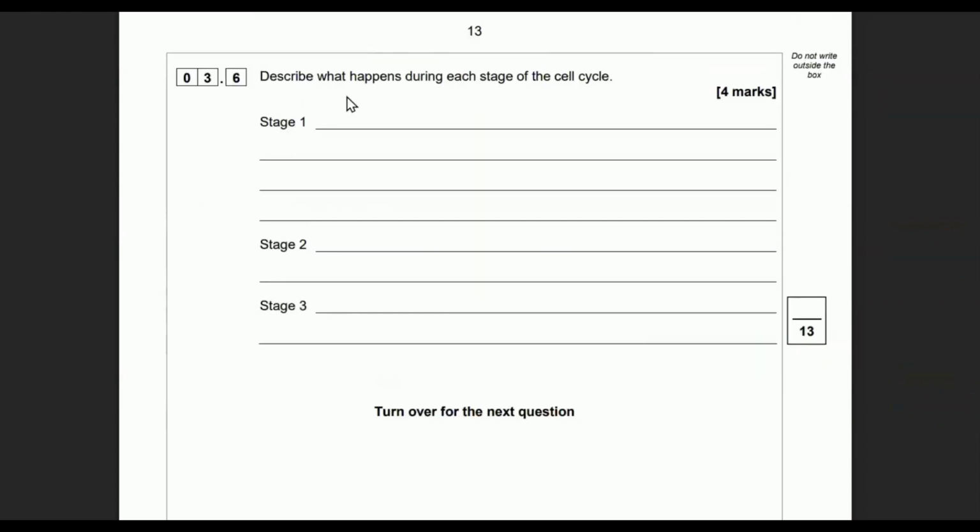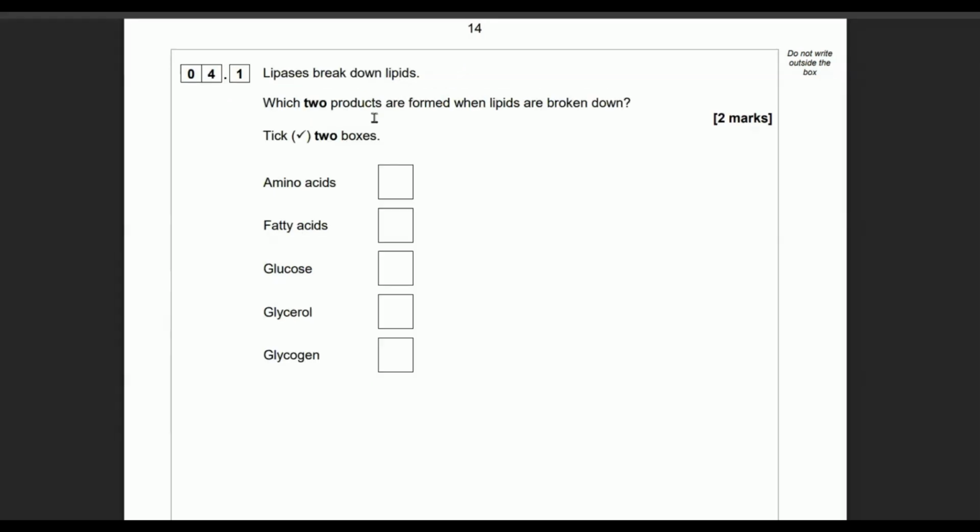Last couple of bits. Describe what happens during each stage of the cell cycle. So the lipases break down lipids. Which two products are formed when lipids are broken down? So you need to know this off by heart. Amino acids come from proteins. Lipids are broken down into fatty acids. Glucose, no, that's a monomer of starch or glycogen. So, and fatty acids and glycerol make up lipids.